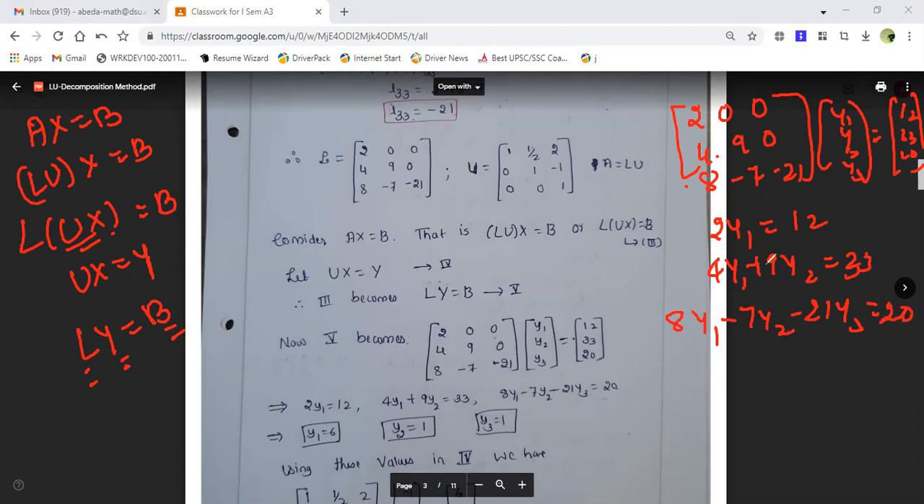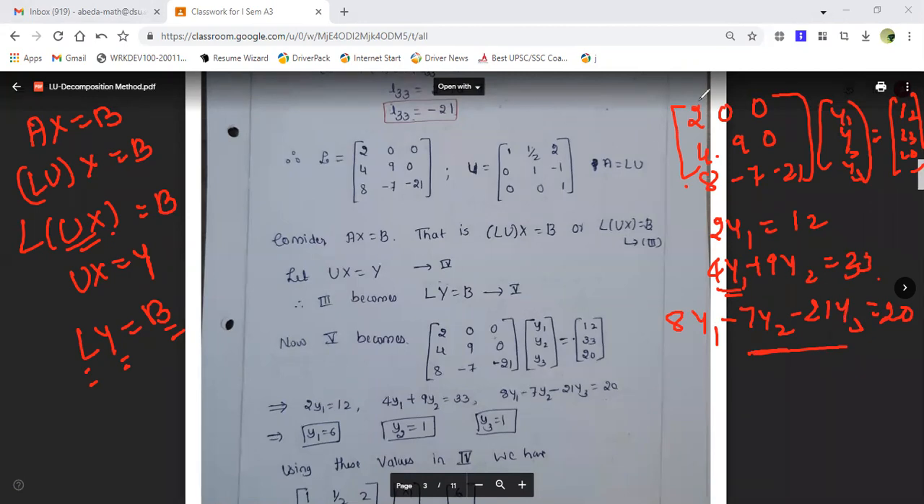By using the substitution method, now from this I get y1 is equal to 6. By substituting the y1 value from this above, I'll get the y2 value. Similarly, from y1 and y2 values above, if I substitute here, I'll get the y3 value.